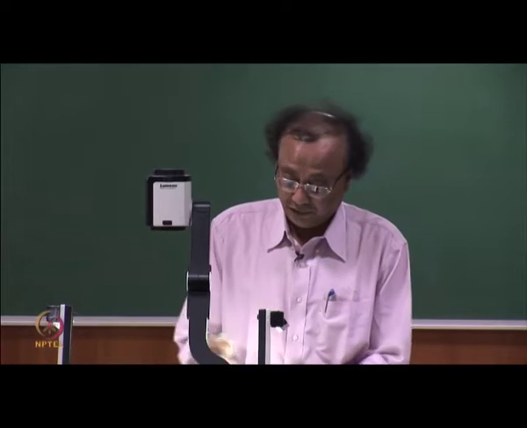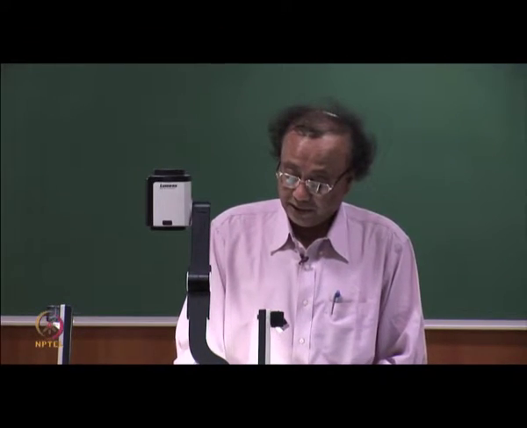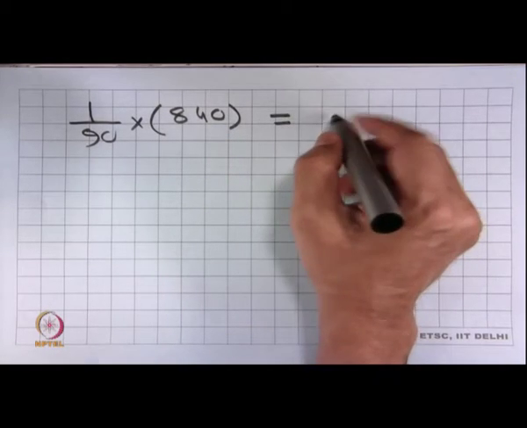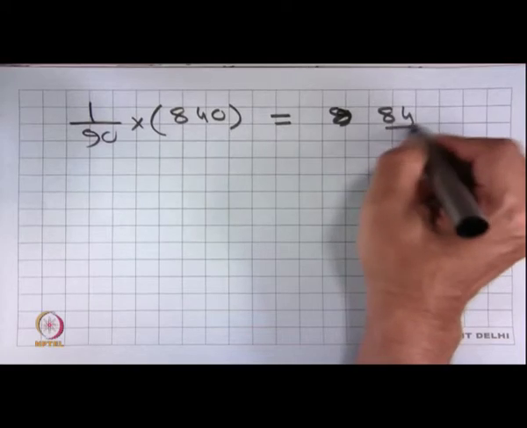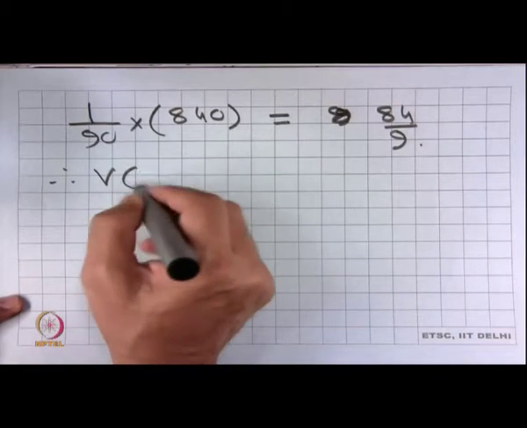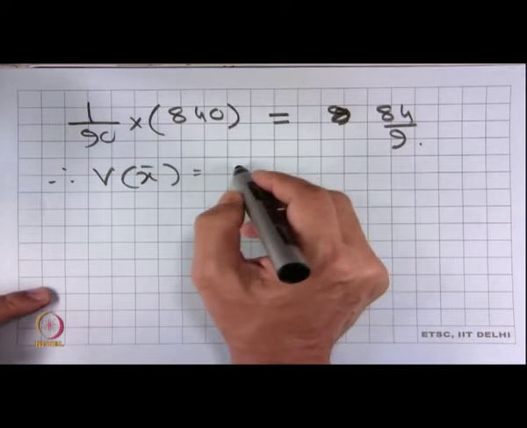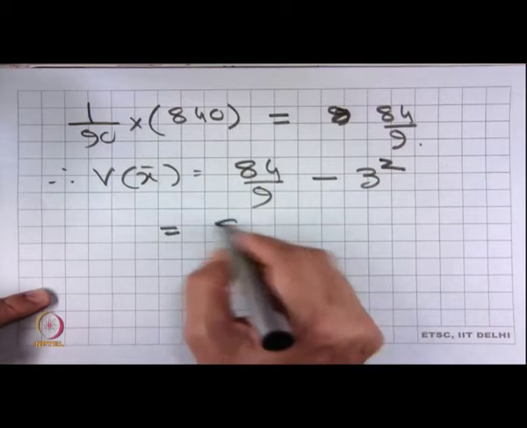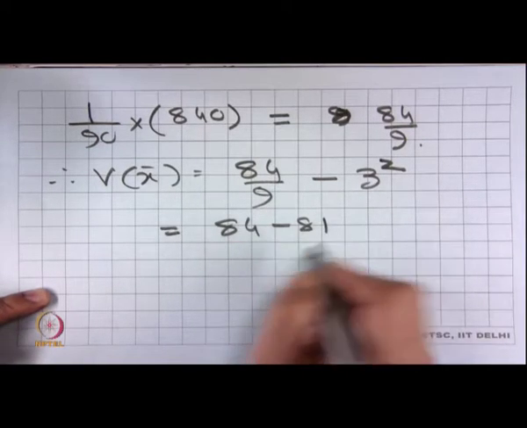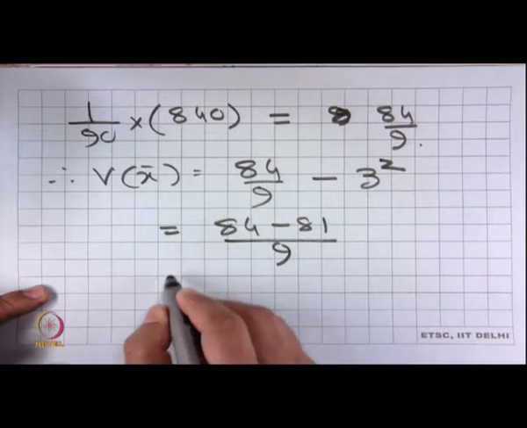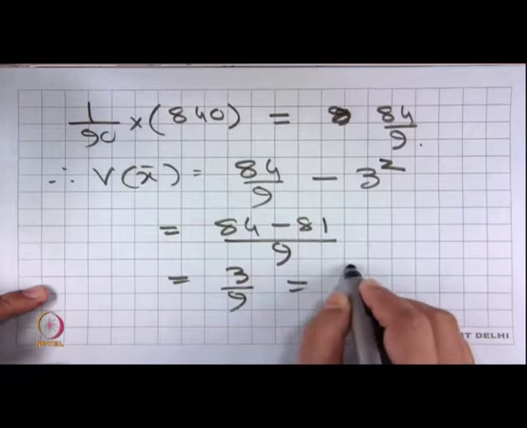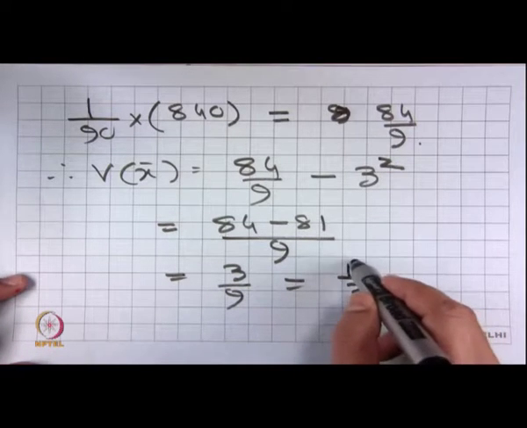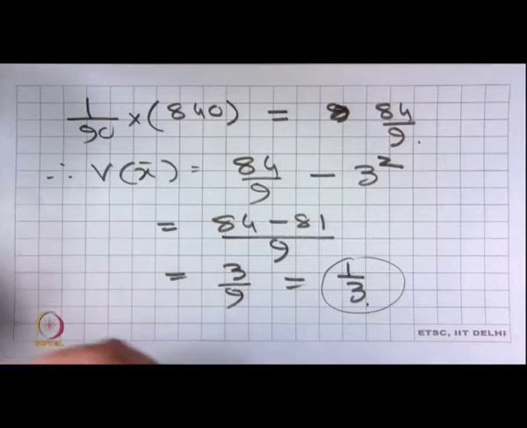This is equal to, if you calculate, you are going to get 1 upon 90 into 840, which is equal to 84 by 9. Therefore, variance of x bar is equal to 84 by 9 minus 3 square, which is 84 minus 81 upon 9, equal to 3 upon 9, equal to 1 upon 3. Therefore, under SRS WOR, the variance is coming out to be 1 upon 3.